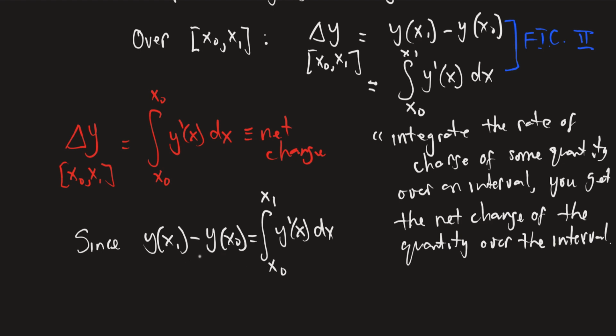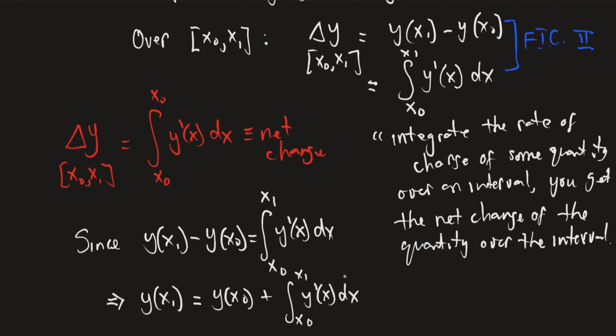If I wanted to solve this equation for y of x1, add y of x0 to both sides. So y of x1 is equal to y of x0 plus our definite integral. This is just another way of writing the same equation.